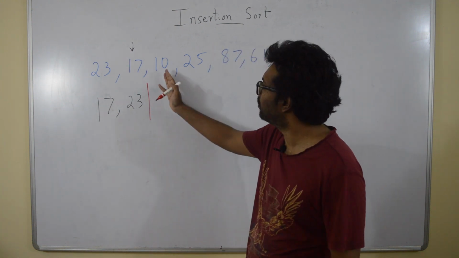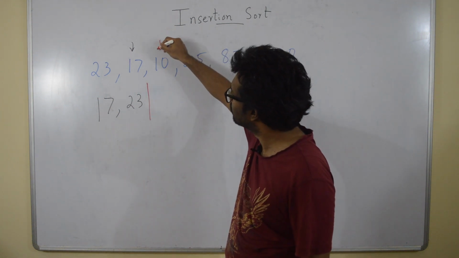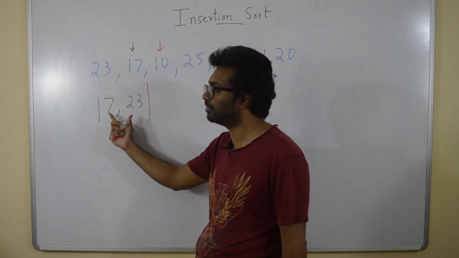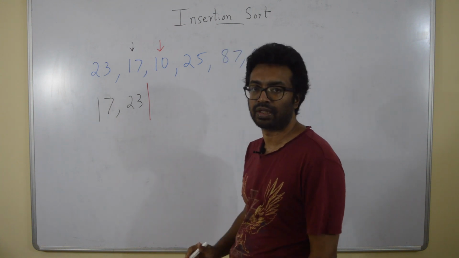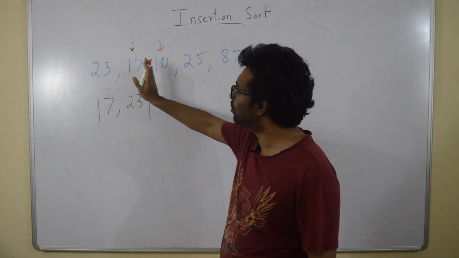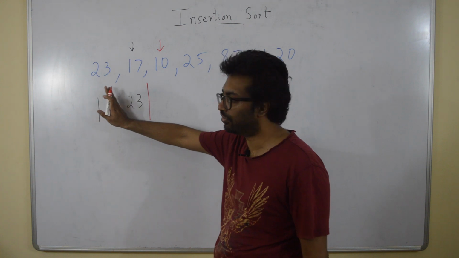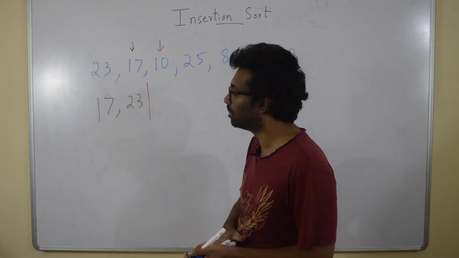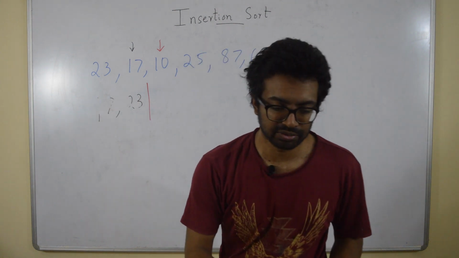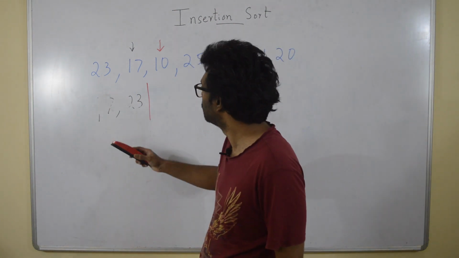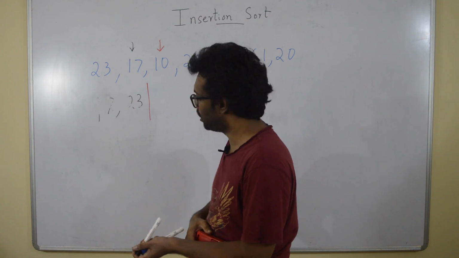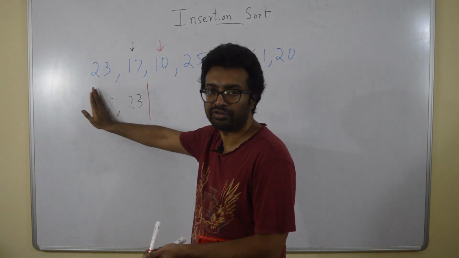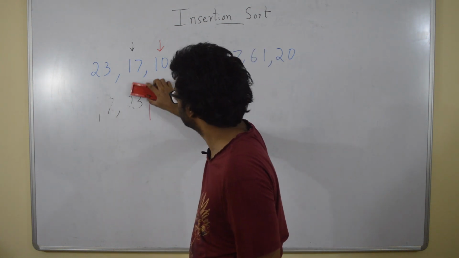Next array element we are going to look at is this 10. Where should 10 come in 17, 23? It has to come there. So the main idea is, I'm going to put 10 here and we will push 17 and 23 to the side. This is what we will do. So 10 is going to come here and 17 and 23 get pushed to the side.